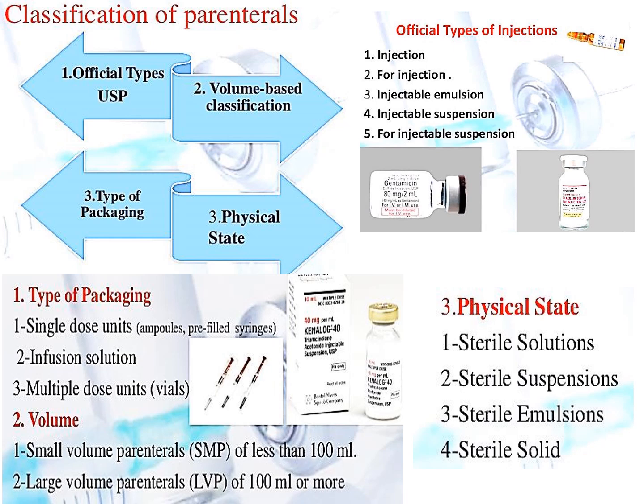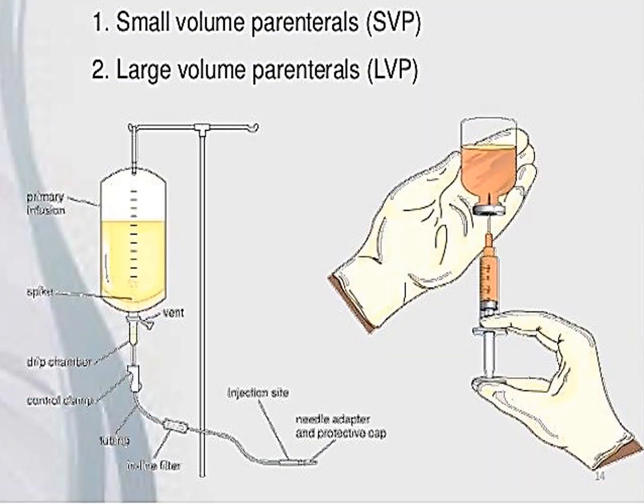Second is based upon volume. There are two types of classification: small volume parenterals of less than 100 ml, and large volume parenterals of 100 ml or more quantity. Then official types of injections are also there in the classification: injection, injectable emulsion, suspension, and sterile powder for injectable suspensions. On the basis of physical state, they are categorized into four types: sterile solution, suspension, emulsion, and sterile solids. Next we move on to a detailed study of small volume parenterals and large volume parenterals.